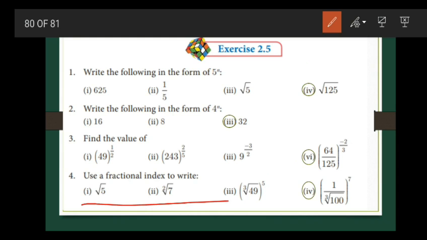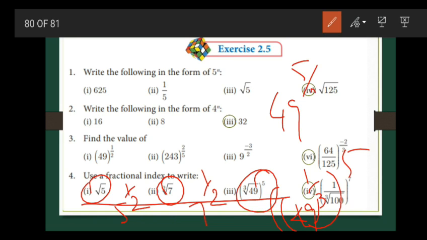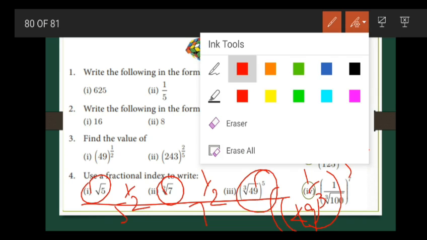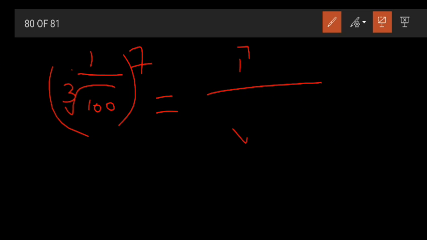Fourth one, we have to use fractional index to write this. So this will be nothing but 5 to the power 1 by 2, this is 7 to the power 1 by 2, this is 49 to the power 1 by 3 into 5 to the power 5. So this is nothing but 49 to the power 5 by 3. Okay, now see the fourth one, 1 by cube root of 100 to the power 7. Okay, 1 by cube root of 100 to the power 7. So this is equal to 1 to the power 7 by cube root of 100 to the power 7.